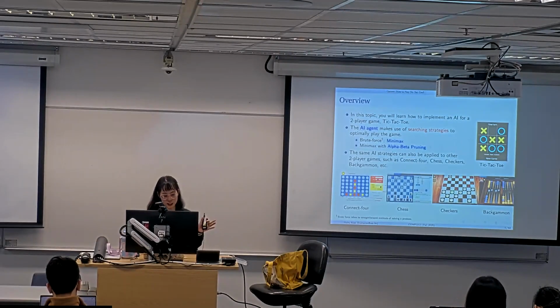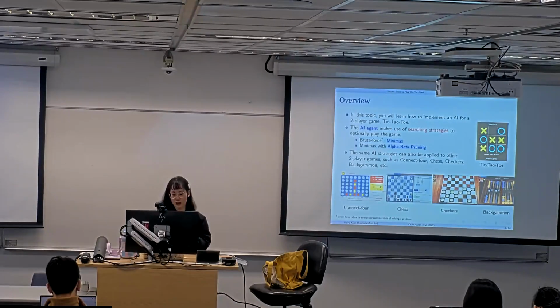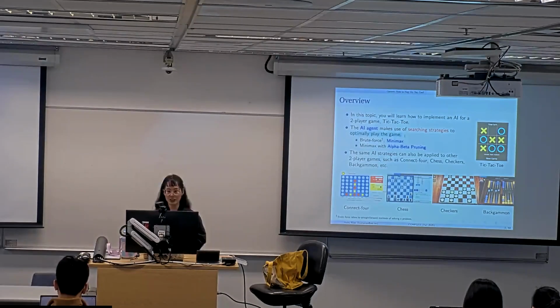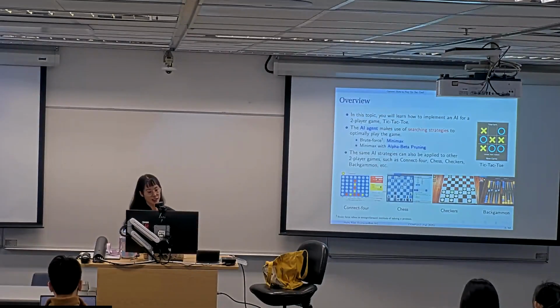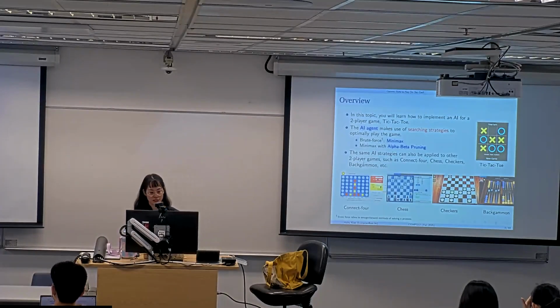Note that both of these strategies are optimal strategies, so they will play the game optimally. That means as long as the AI leverages either of these two algorithms, it can reach optimal results. The same strategies can also be applied to other two-player games. Even though we use tic-tac-toe as an example, it can be applied to other two-player games, of course, for example Connect 4, chess, checkers, backgammon, etc. So it is a general algorithm to play two-player games.